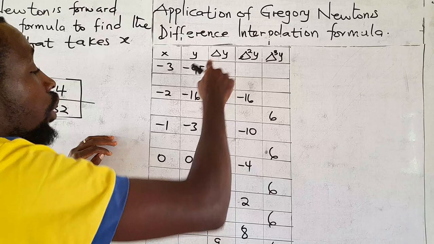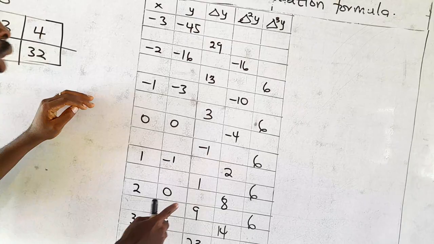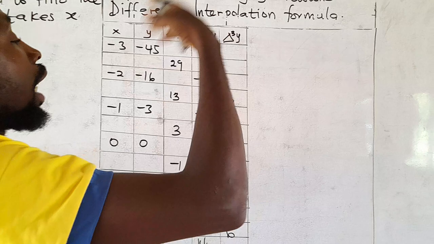The first difference, that's negative 16 minus negative 45, we get 29. Negative 3 minus negative 16, we get 13. 0 minus negative 3 will be 3. Negative 1 minus 0 is negative 1. 0 minus negative 1 is 1. 9 minus 0 is 9. And 32 minus 9 is 23. We find the second difference. Since they told us it's a cubic polynomial, we find up to the third difference.